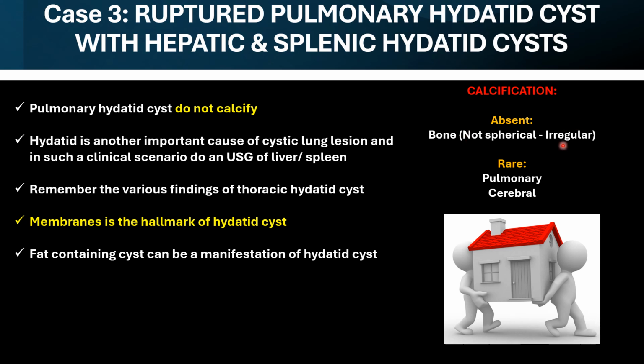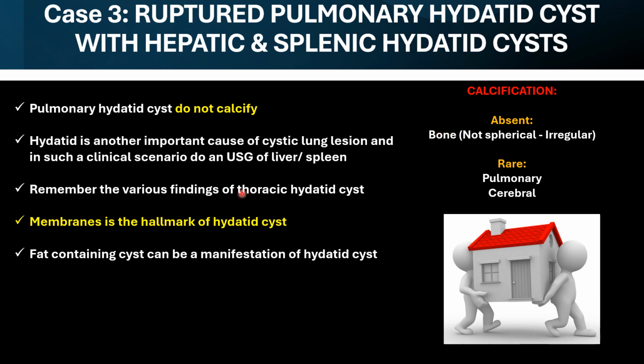But it will do us some good to remember there are three areas in the body, namely pulmonary and cerebral hydatids, in which calcification will be absent or rare, and in bone it will be totally absent. So for hydatids, the hallmark is the presence of calcification and membranes. This is how we are going to diagnose hydatids. But the three systems in which calcification will not be seen are bone, pulmonary, and cerebral. This is one more MCQ, again for PG students.